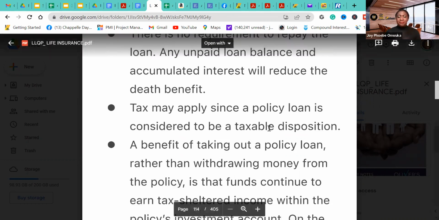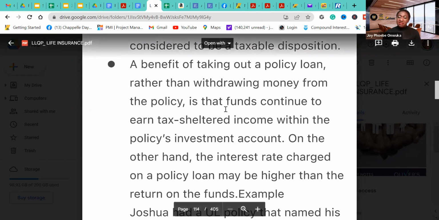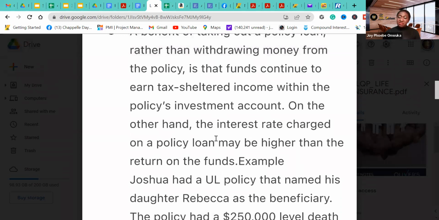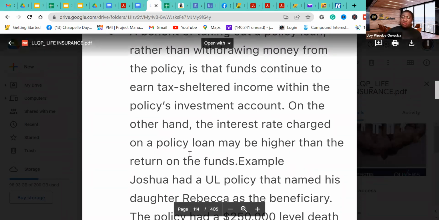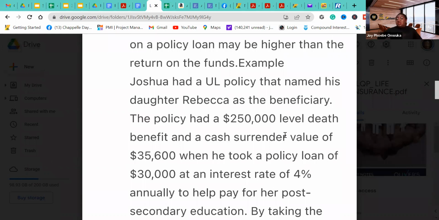Now, a benefit of taking out a policy loan rather than withdrawing money from the policy is that funds continue to earn tax-sheltered income within the policy's investment account. On the other hand, the interest rate charged on the policy loan may be higher than the return on the funds. Yeah, so that's something that needs to be considered, because if you are going to take a loan and the interest, let's say it's 5%, then it only makes sense if your investment return is doing more than 5%. If your investment return is not doing more than 5%, then in that case, it doesn't make sense in my opinion, right?